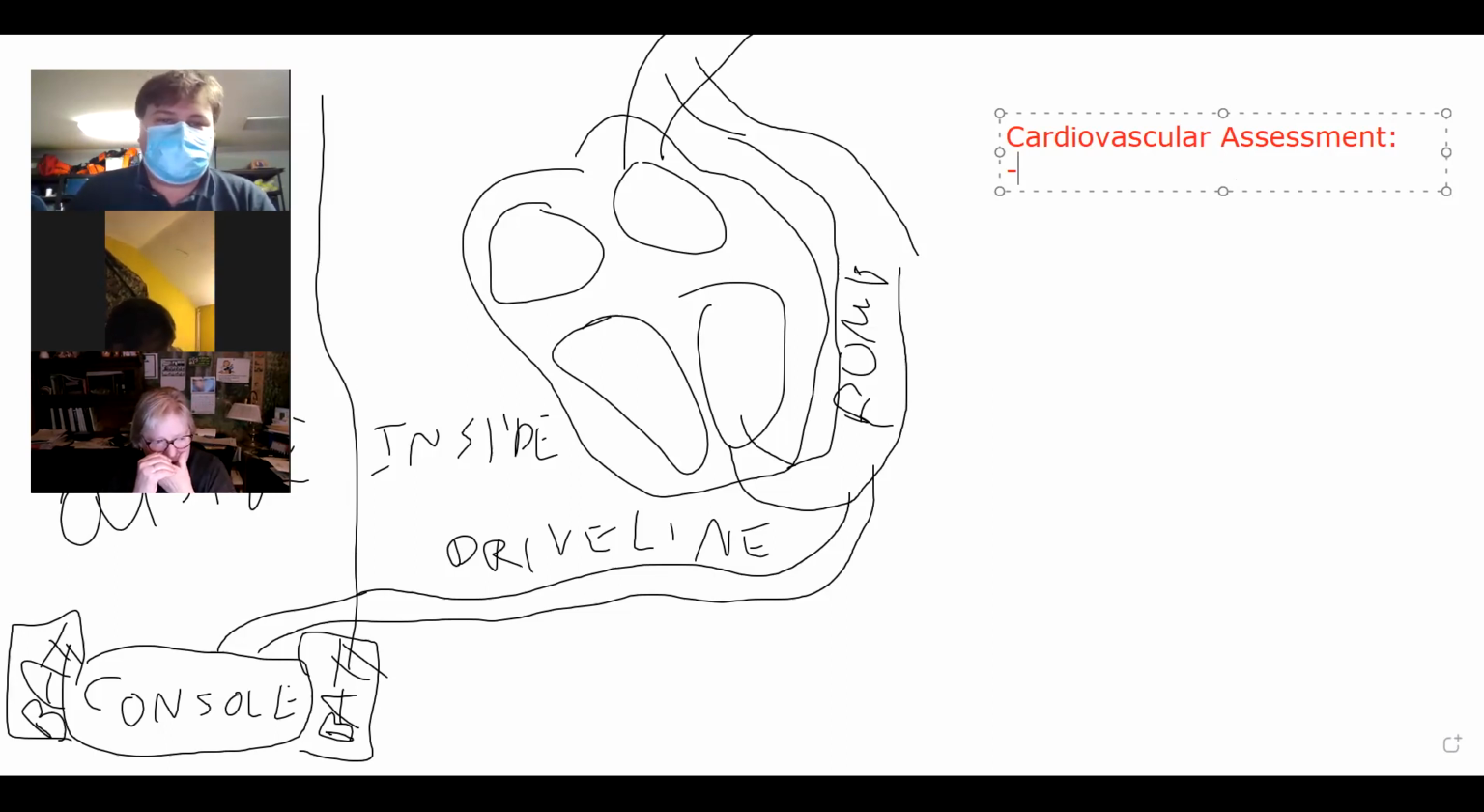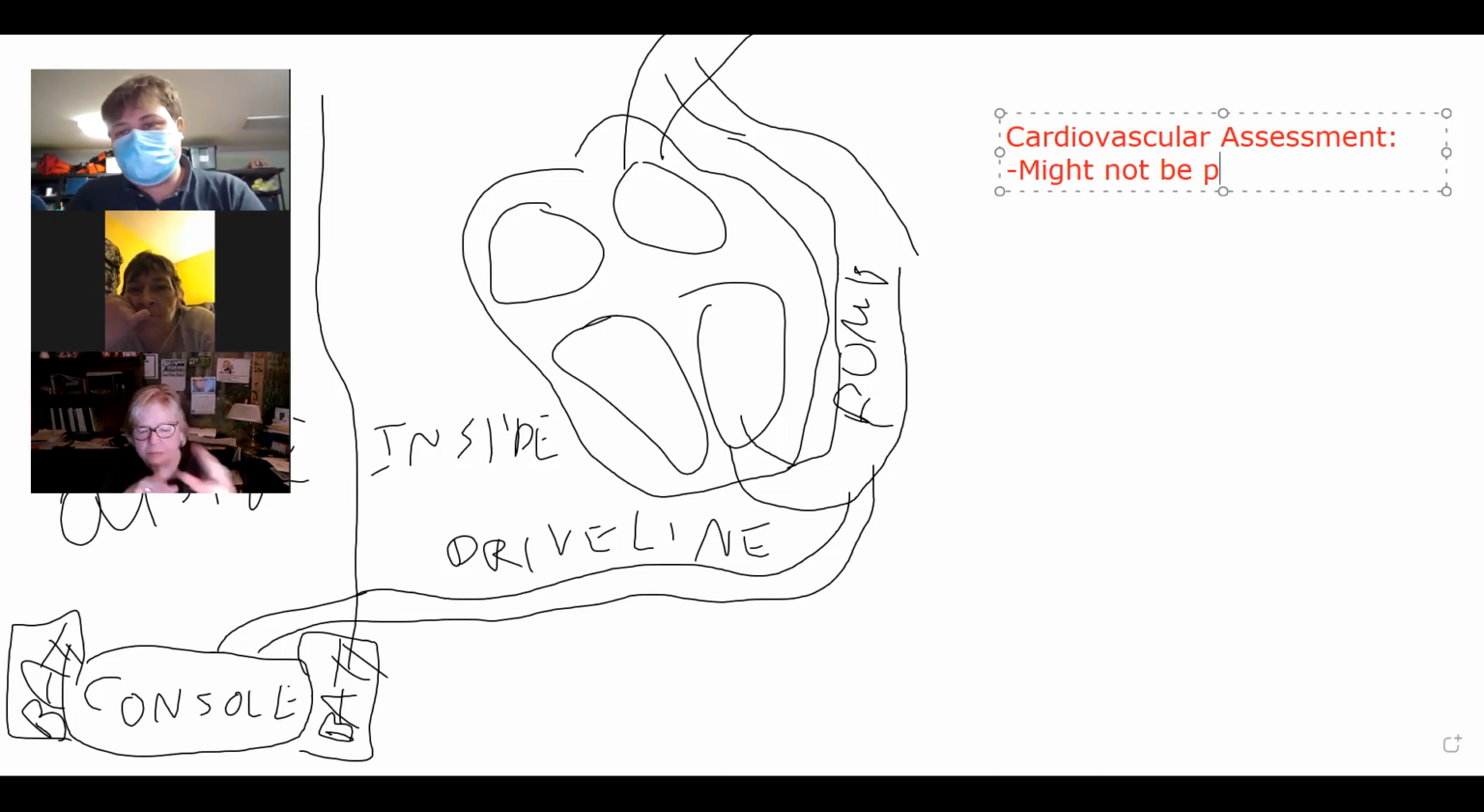Here's the thing about someone with a ventricular assist device. In most of the models that you will see on the market, the pump is continuously pushing blood, continuously feeding blood. It is not squeezing intermittently like the heart is. So what happens if you go to actually palpate a pulse? You're not going to be able to feel one. Huh, that's kind of scary, right? So on cardiovascular assessment, it might not be possible to palpate a pulse.